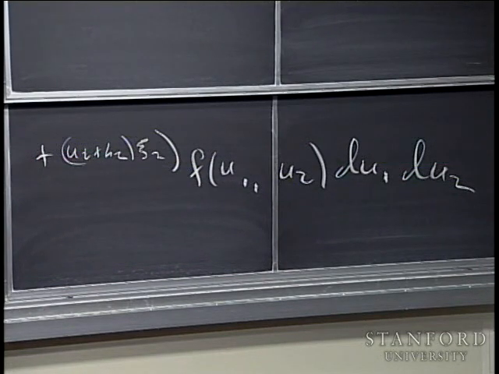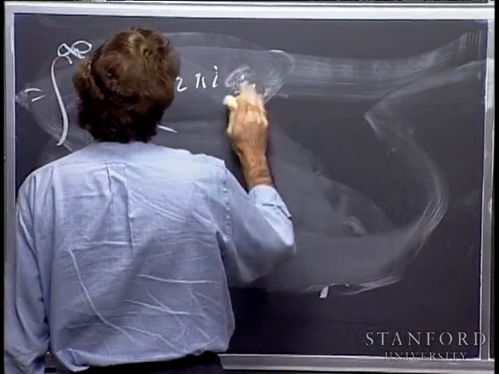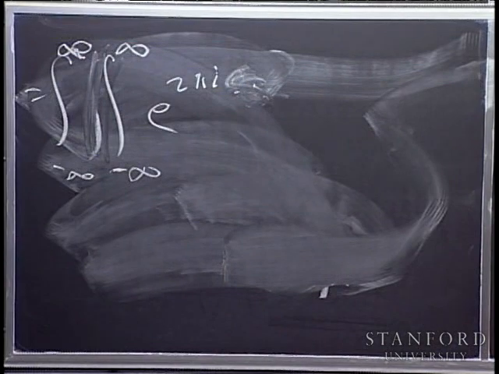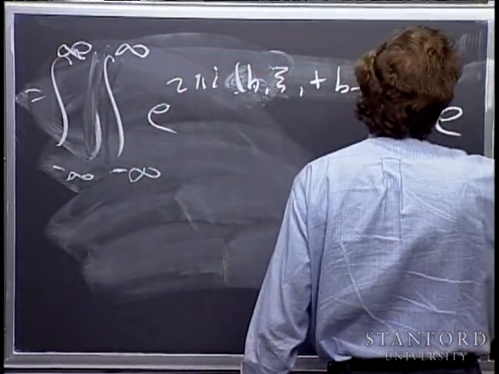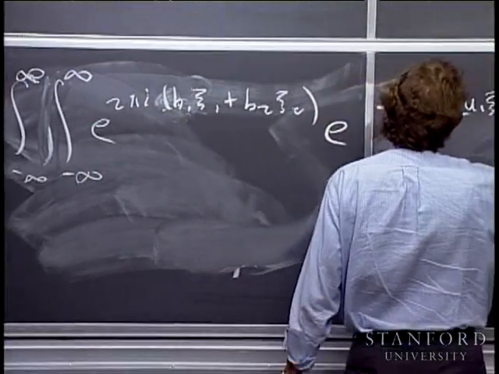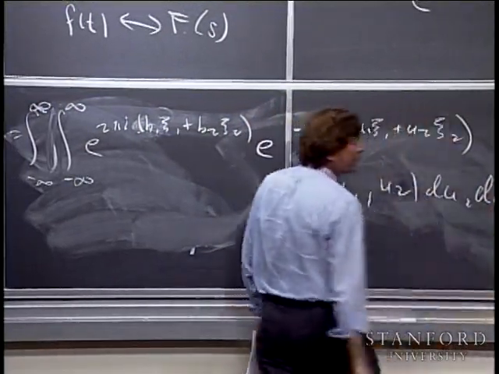All right, now, this is not hard to manipulate. I could write this as the integral from minus infinity to infinity, minus infinity to infinity. What I would do is split up the complex exponential. So e to the minus 2 pi i times u1 plus b1 times c1 plus u2 plus b2 times c2, which is e to the minus 2 pi i times b1 c1 plus b2 c2, times e to the minus 2 pi i times u1 c1 plus u2 c2, times f of u1, u2, du1, du2.